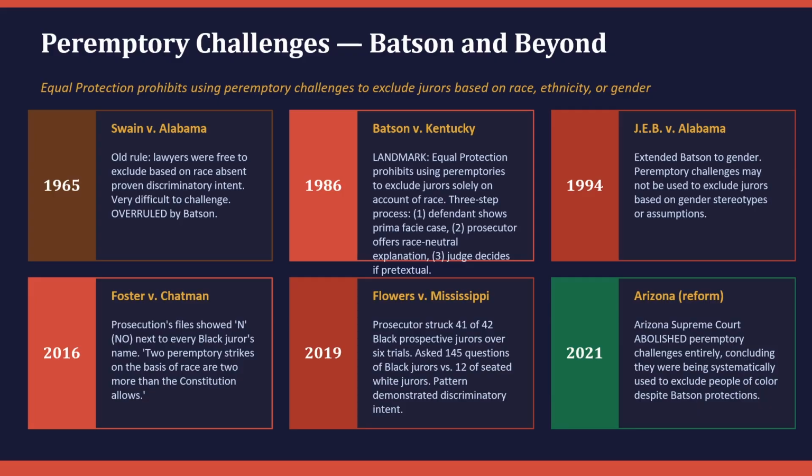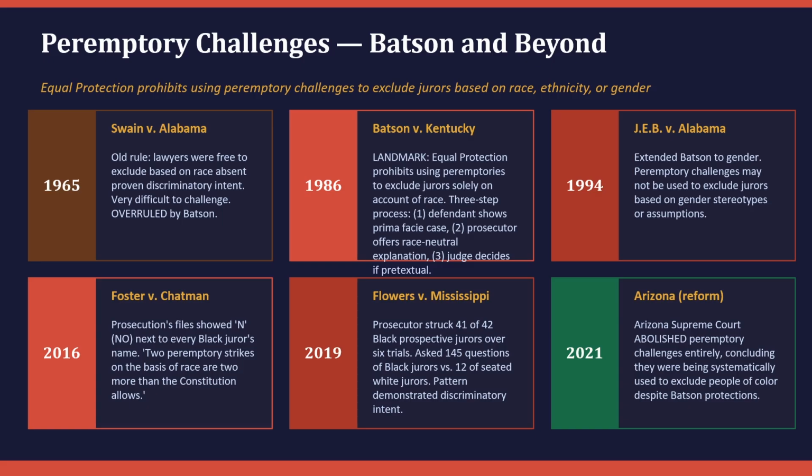The use of peremptory challenges has been one of the most contested areas of jury law in the last 4 decades. For most of American history, peremptory challenges were nearly unreviewable. Swain v. Alabama in 1965 confirmed that lawyers could exclude jurors based on race so long as no specific discriminatory intent could be proven, an essentially impossible burden for defendants to meet. Batson v. Kentucky in 1986 changed this fundamentally. The Equal Protection Clause prohibits using peremptory challenges to exclude jurors solely on account of their race.